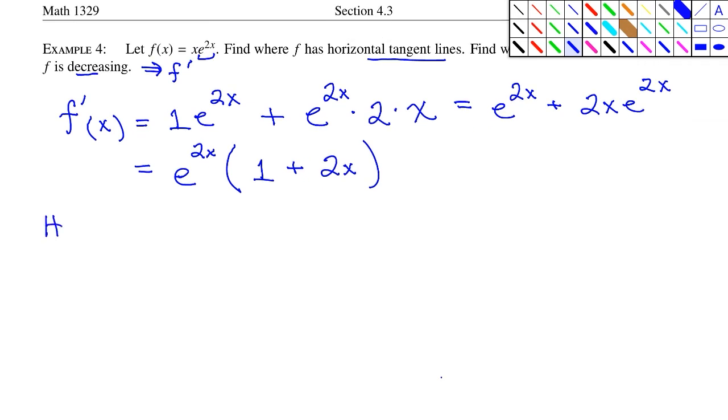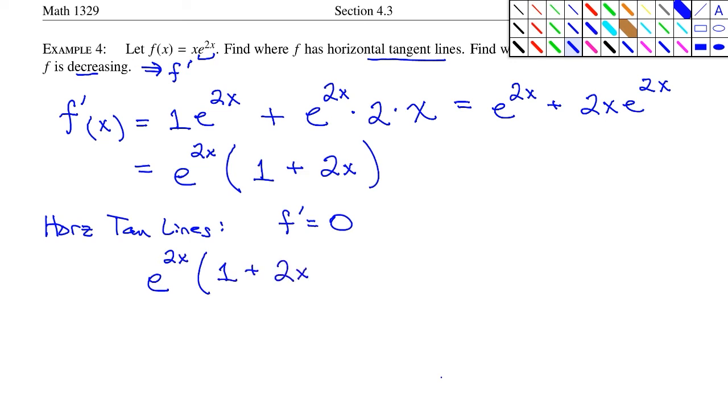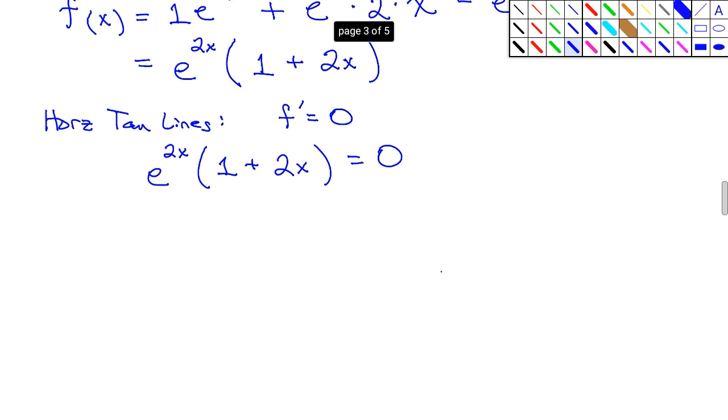Now to find where we have horizontal tangent lines, we take the derivative and set it equal to 0. So we're going to have e to the 2x times 1 plus 2x is equal to 0. This is already factored. That's why we go ahead and take that extra step to factor it out when we start with. So it's already ready to go. We're going to split up each factor and set each factor equal to 0, just like normal.